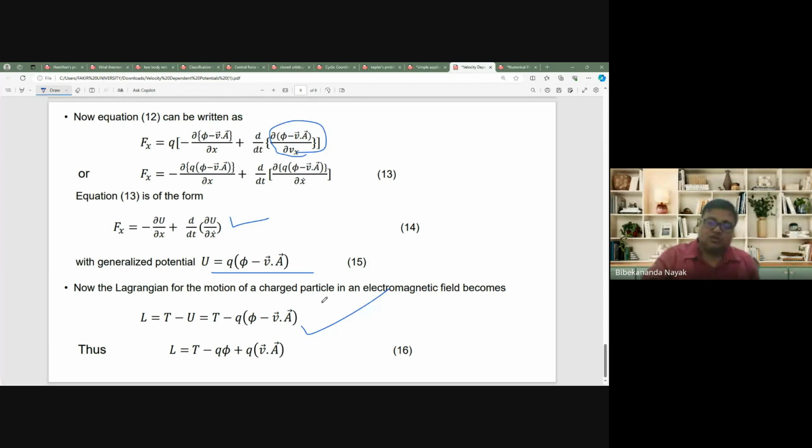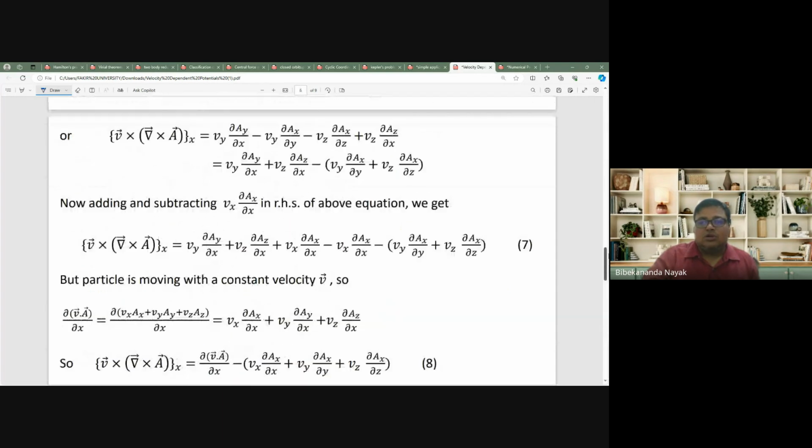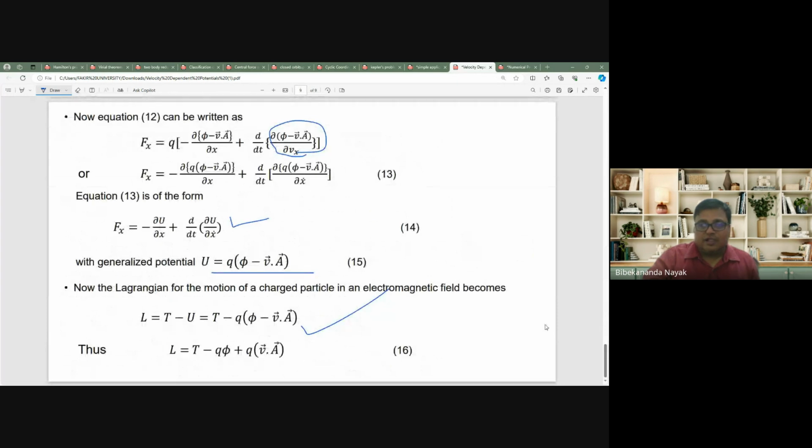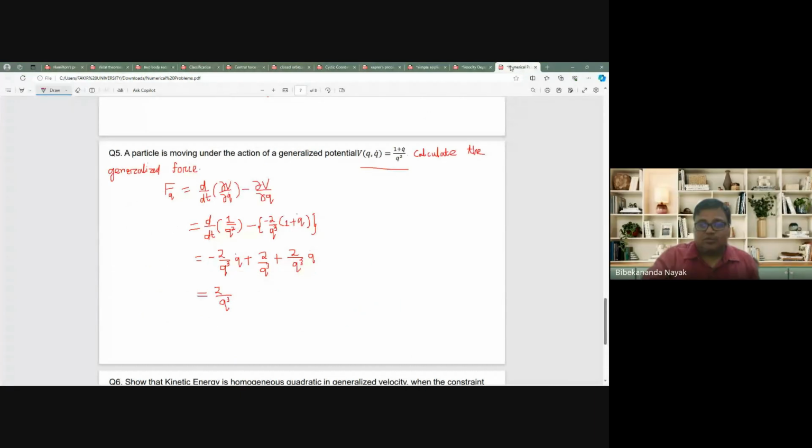Sometimes in our examination it asks to find the Lagrangian for an electromagnetic field. You calculate like this. So for a problem where a particle is moving under the action of a generalized force, a generalized potential, and you must find its generalized force, you follow that formula: d by dt of del V by del q dot minus del V by del q. This is for a velocity dependent potential. For a conservative potential, F is equal to only minus del V by del q. But for a velocity dependent potential, we have an extra term, d by dt of del V by del q dot. So using this formula, you can find this.